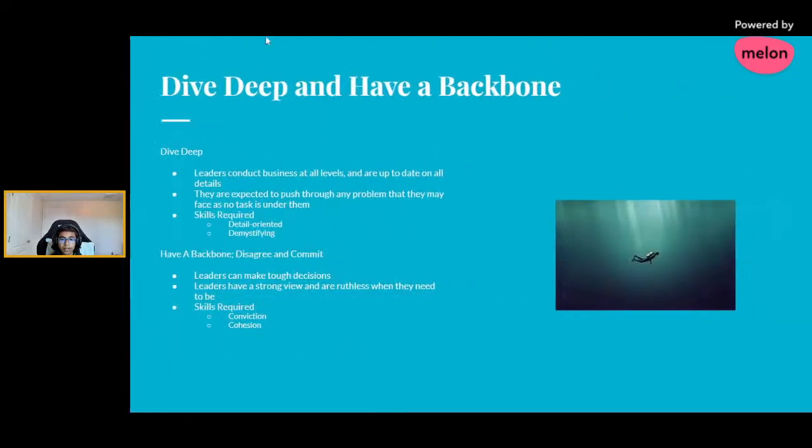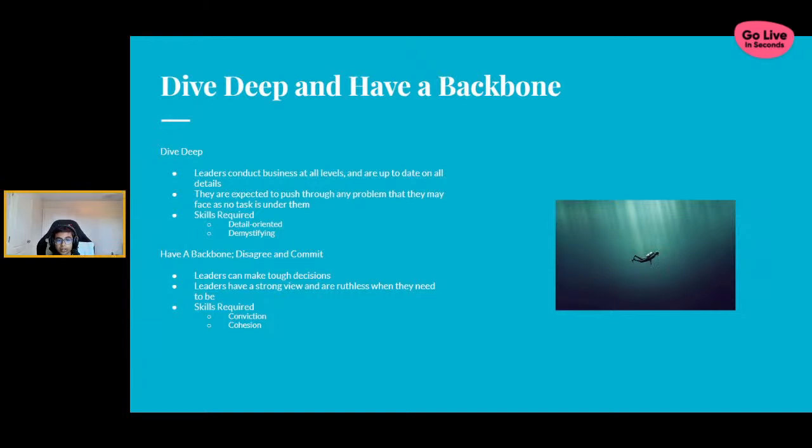Next, diving deep and having a backbone. Leaders conduct business at all levels, and they're up to date on any and all details. They're expected to push through any problem that they may face, as no task is beneath them. The skills required for this are leaders having to be detail-oriented and being able to demystify any problem.